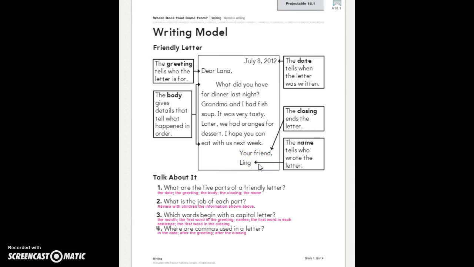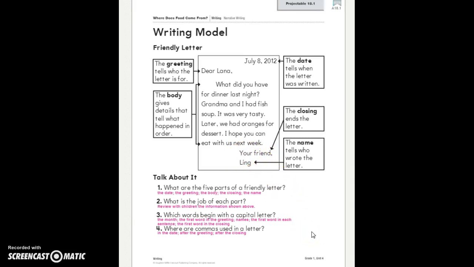Number 3. Which words begin with a capital letter? Well, if you look closely here, you have the month, you have the first word in our greeting, plus the names Lena and Ling and Grandma. You have the first word in each sentence: what, Grandma, it, later, and I. And the first word in this closing, your friend. See how friend is not capitalized, just the your.